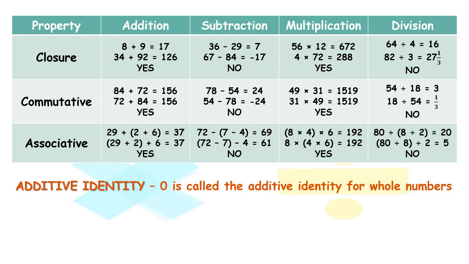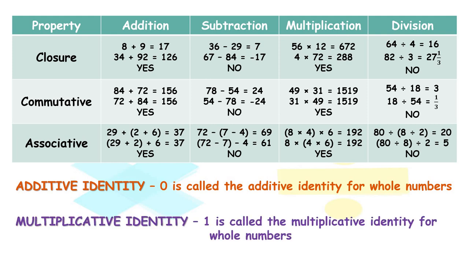Now the next property was additive identity. 0 is called the additive identity for whole numbers. Why? Because when we add 0 to any whole number, we always get the same whole number as the answer, right? And multiplicative identity, 1 is called the multiplicative identity for whole numbers, because when 1 is multiplied to any whole number, we always get the same whole number as the product. So these were some of the properties.